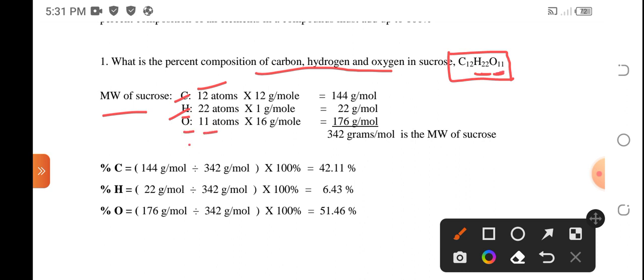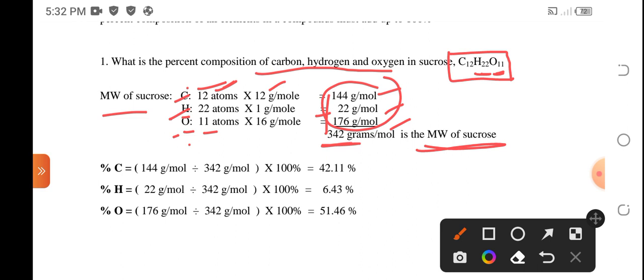Then use the periodic table. The atomic weight of carbon is 12, hydrogen is 1, and oxygen is 16 grams per mole. After that, multiply the number of atoms by the individual atomic weight. So 12 times 12 for carbon is 144, hydrogen is 22, and oxygen is 176. Add all of these and you get the sum 342, which is the molecular weight.